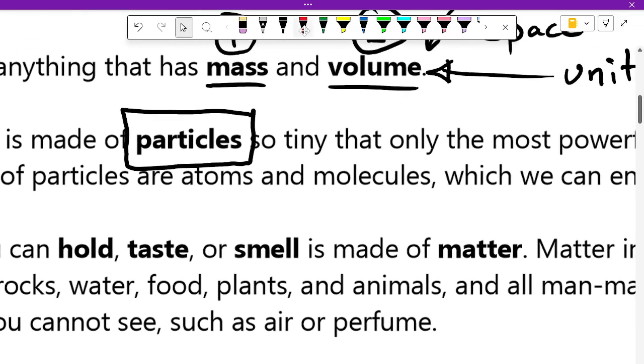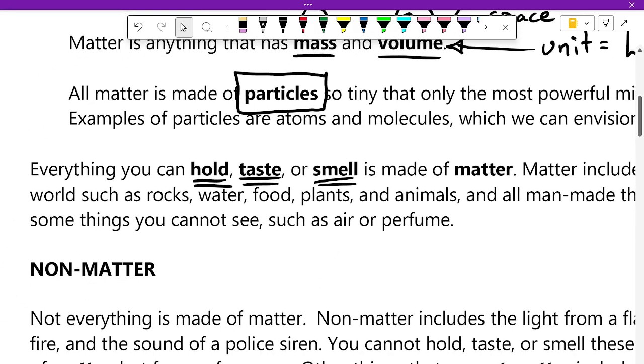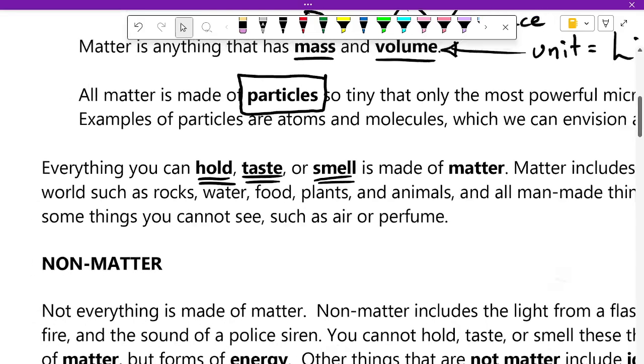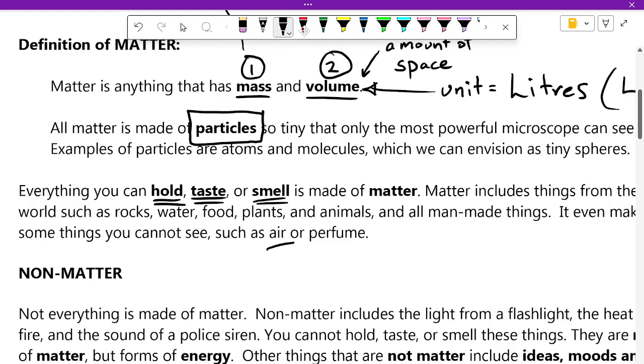If you can smell it, because what is smell? It's just little molecules attaching to the sensors in your nose. If you can hold it, taste it, or smell it, it is made of matter. And so that's going to include everything you can see: rocks, food, plants, animals, all the man-made things, even some things you cannot see, like air and perfume. Those are all made of matter.